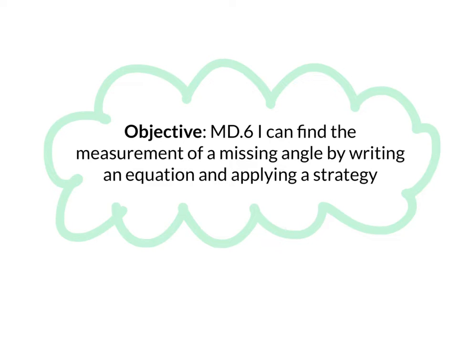Today's objective is I can find the measurement of a missing angle by writing an equation and applying a strategy. So we have not learned this standard yet in 4th grade. However, we have learned all about types of angles, how to measure angles with protractors, and how to estimate angle measurements. So we are going to use everything that we've already learned about angles to help us solve all different types of missing angle questions and additive angle questions.